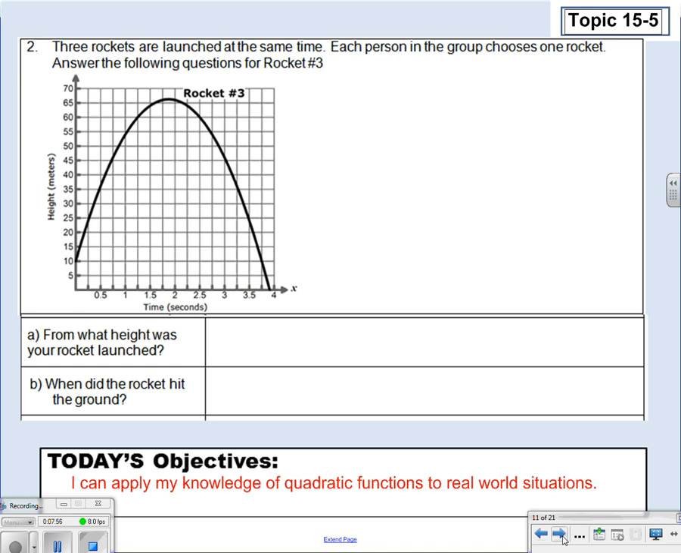So again, let's first notice, what does our graph tell us? Notice we have an x-axis, and it's time in seconds. Also notice the scale on this x-axis. To get to 1, we're going 4 spaces, and then another 4 spaces to get to 2, another 4 spaces to 3, another 4 spaces to 4. Our y-axis is our height, in meters, and this scale is counting by 5s. Our graph here is for rocket number 3.